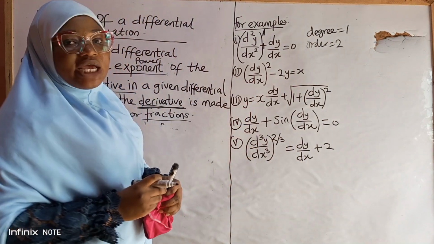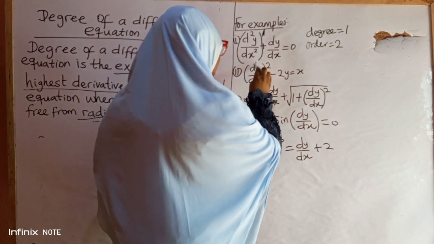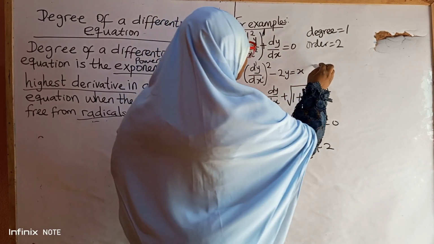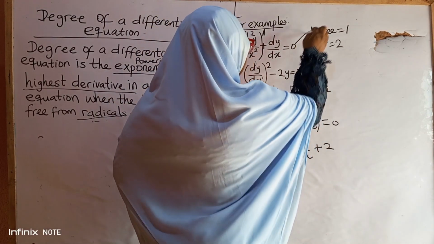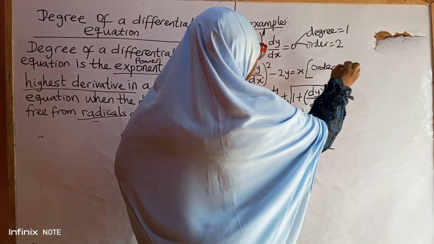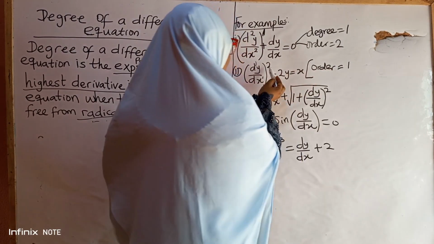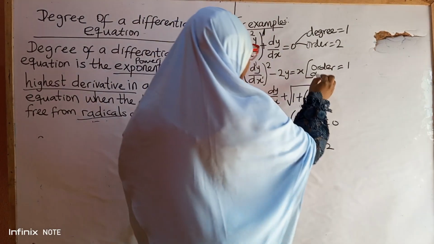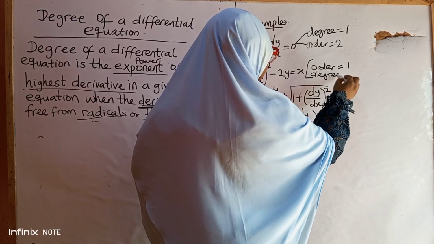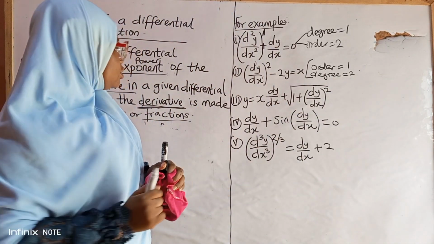So let's go to example 2. For number 2, you can see that the order of this one is what? 1. So the order for this is equal to 1. And the degree, that is the exponent, is what? 2. Degree is equal to 2. So you are done with that one.